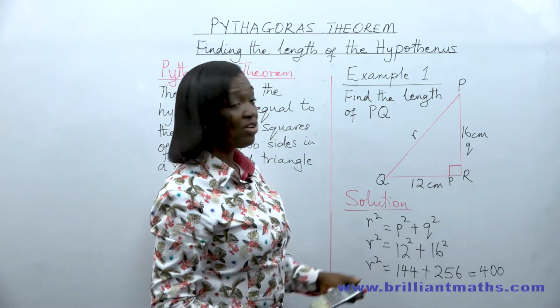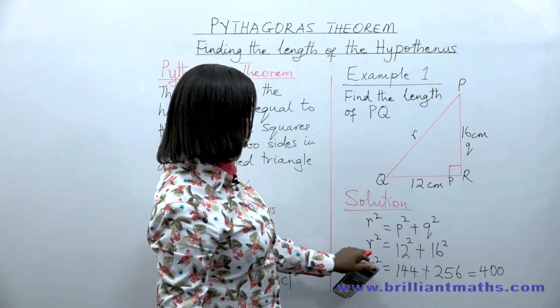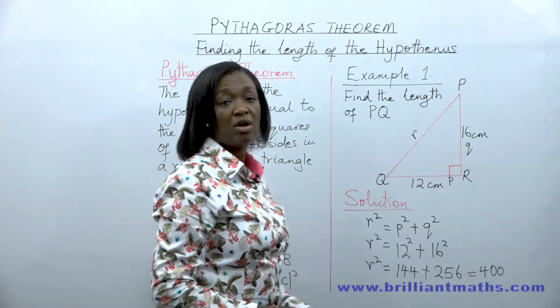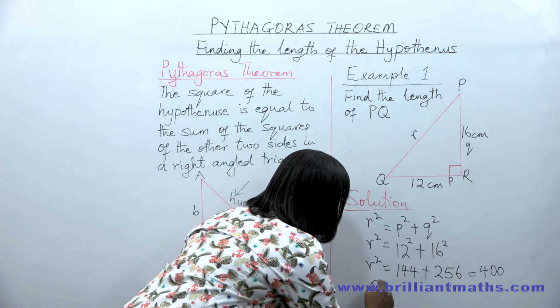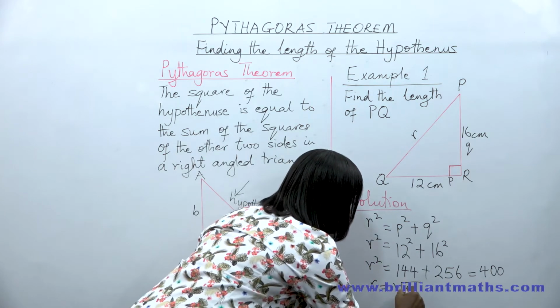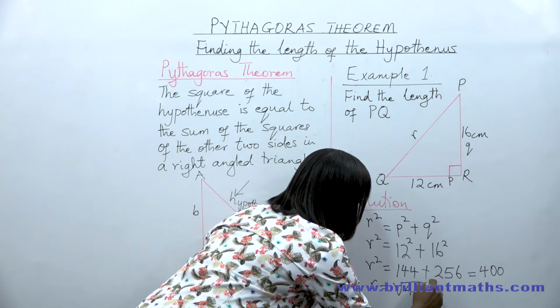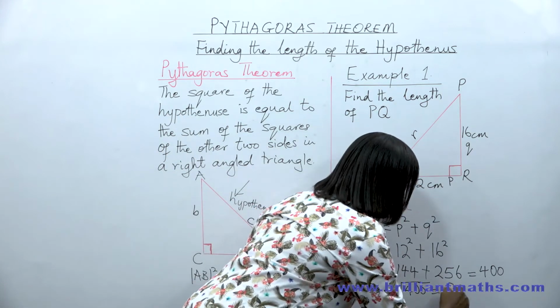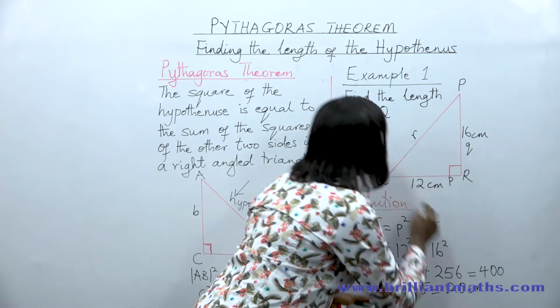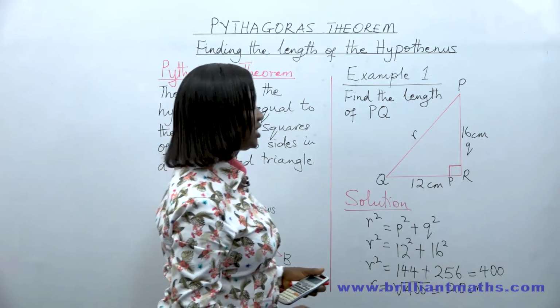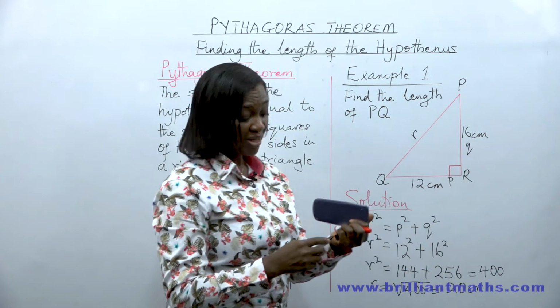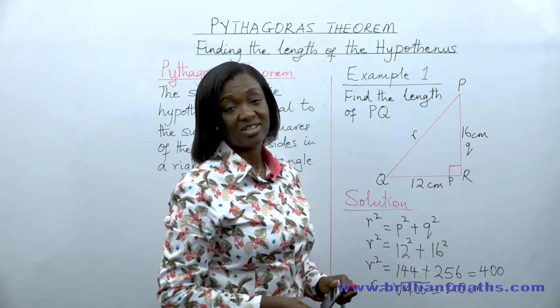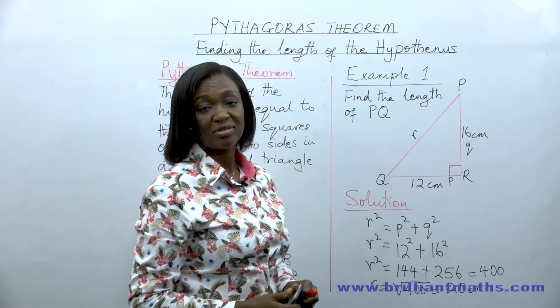So to find the value of R, what do we do? To take away this square, we find the square root of 400. So R is equal to square root of 400. And the square root of 400 is 20. So PQ is equal to 20 centimeters. Pythagoras theorem is actually very interesting. Let's do some more examples.